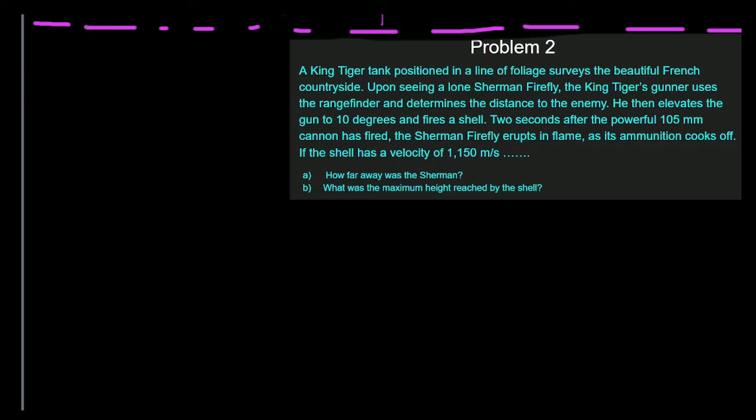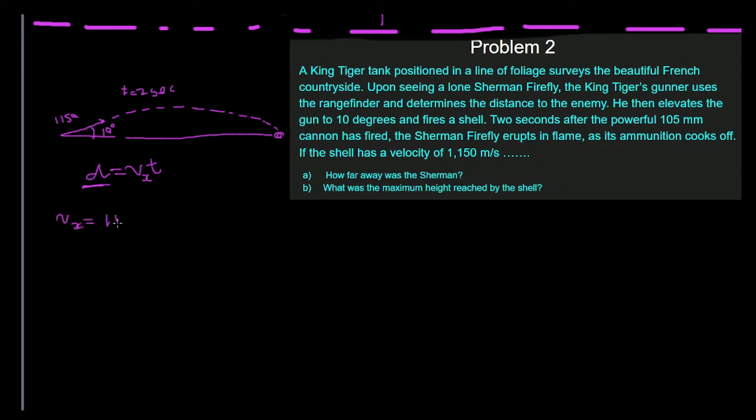So let's write down what we know. We know that the gun is elevated at 10 degrees. And that the velocity is 1,150 meters per second. Now, we also know that after 2 seconds, the shell went and hit the enemy tank. So here we need to basically use distance equals velocity times time to find the distance away. But we need to find the x component of the velocity. And to do this, we could just use cos theta times v. So that's going to be vx equals 150 times cos 10 degrees.